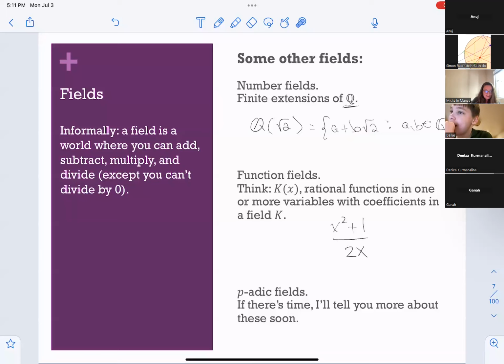Exactly right. Yep. And finally, you may or may not have heard about these things called p-adic fields. If we have time, I'll tell you a little bit about them at the end, because I think it's a really cool coda to this talk, because we have no idea really what happens in these p-adic fields. And they are ones that number theorists like me care a lot about. If we run out of time, then that's a thing for you to go explore, because they're super cool.